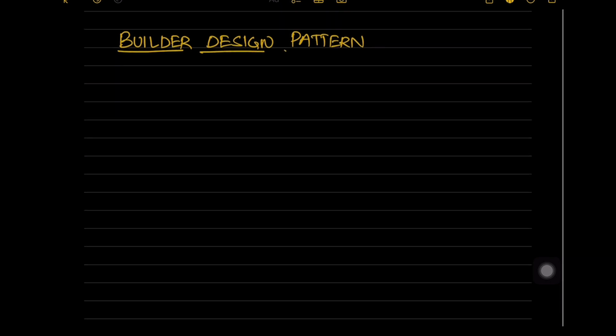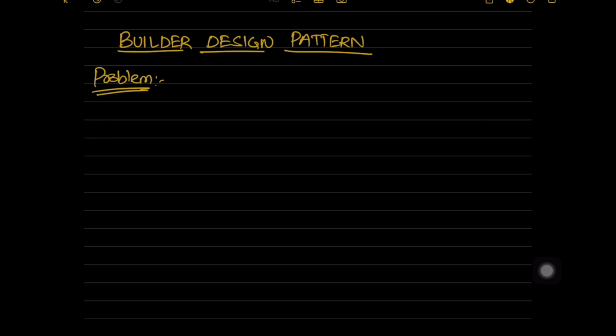Okay, so let me share my screen and show you. Let me put the topic: builder design pattern. So the problem statement is something like this. There is a class with the following properties.